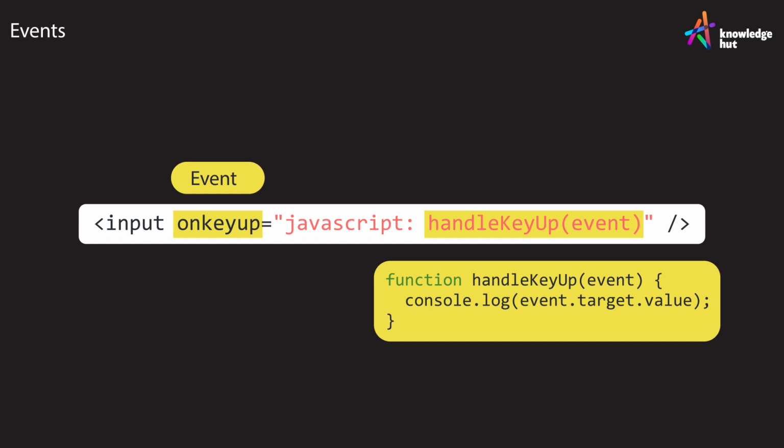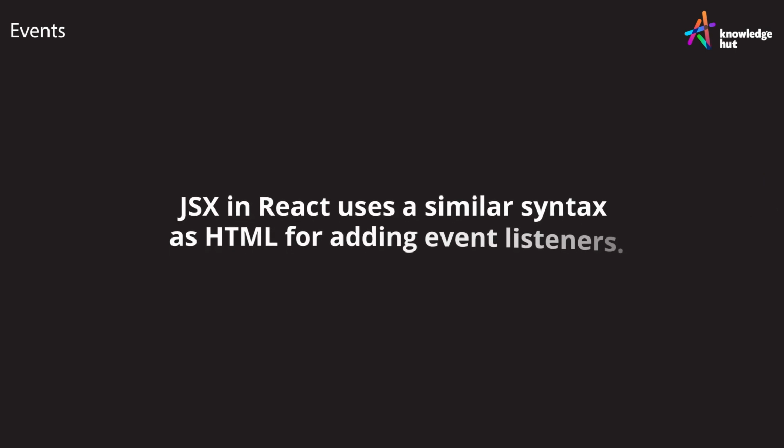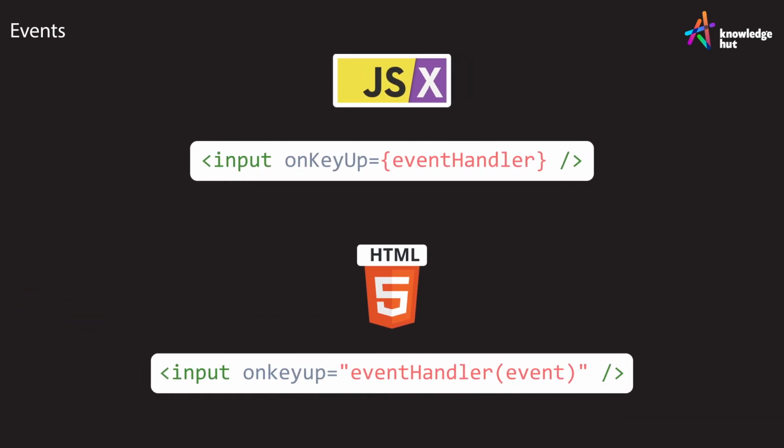The upshot of understanding inline event handlers in HTML is that JSX in React uses a similar syntax for adding event listeners. The core difference is the use of camel case as shown here. We have already been using the onClick event in our example, so this should be familiar by now.